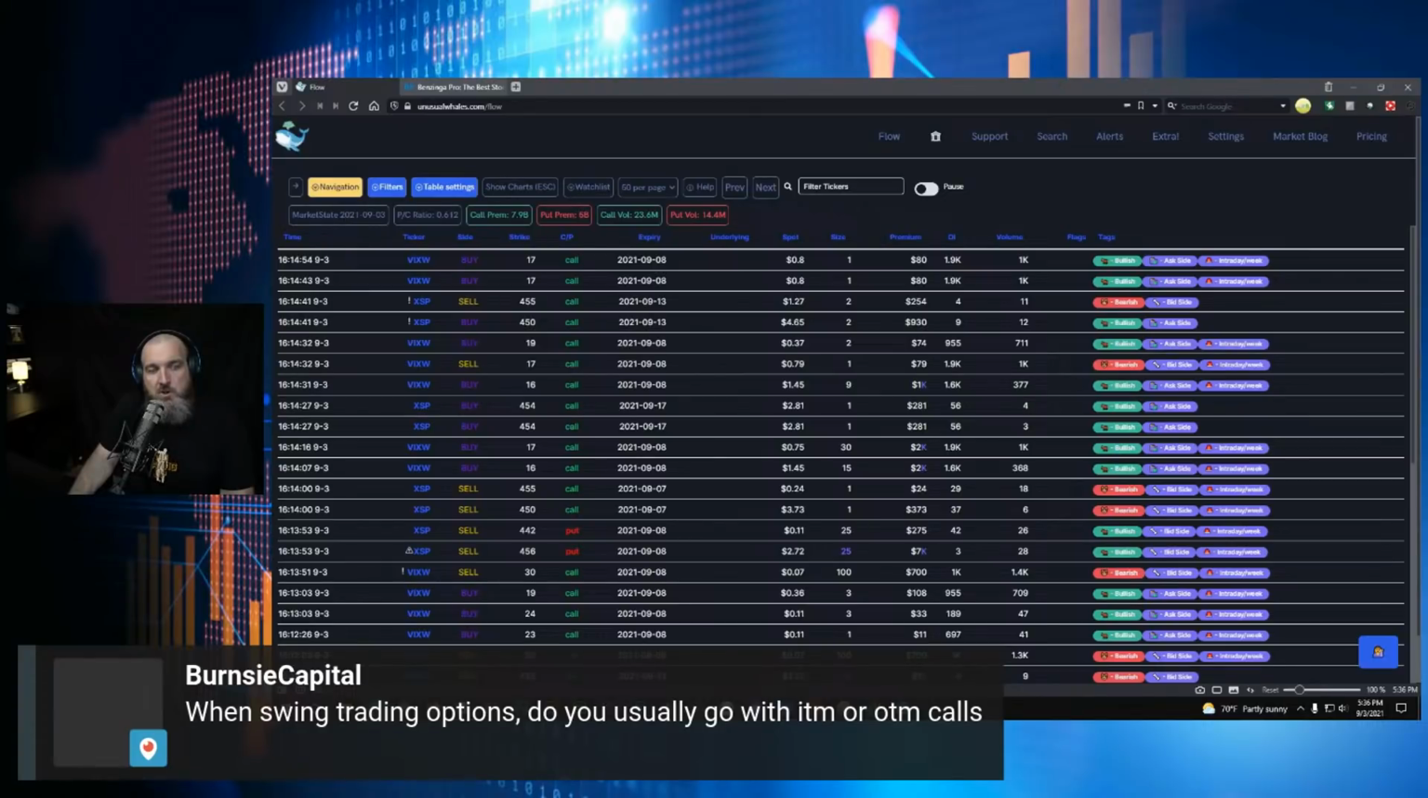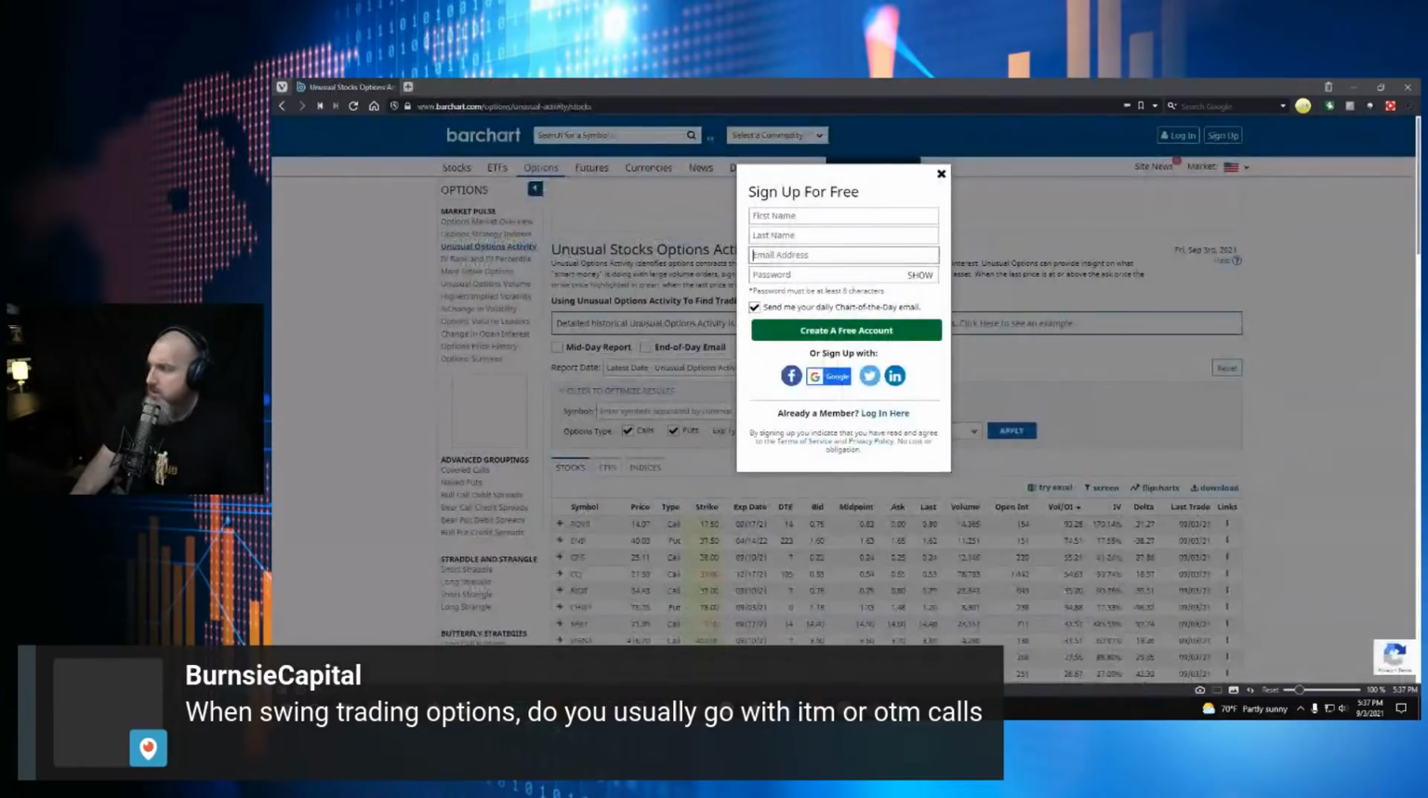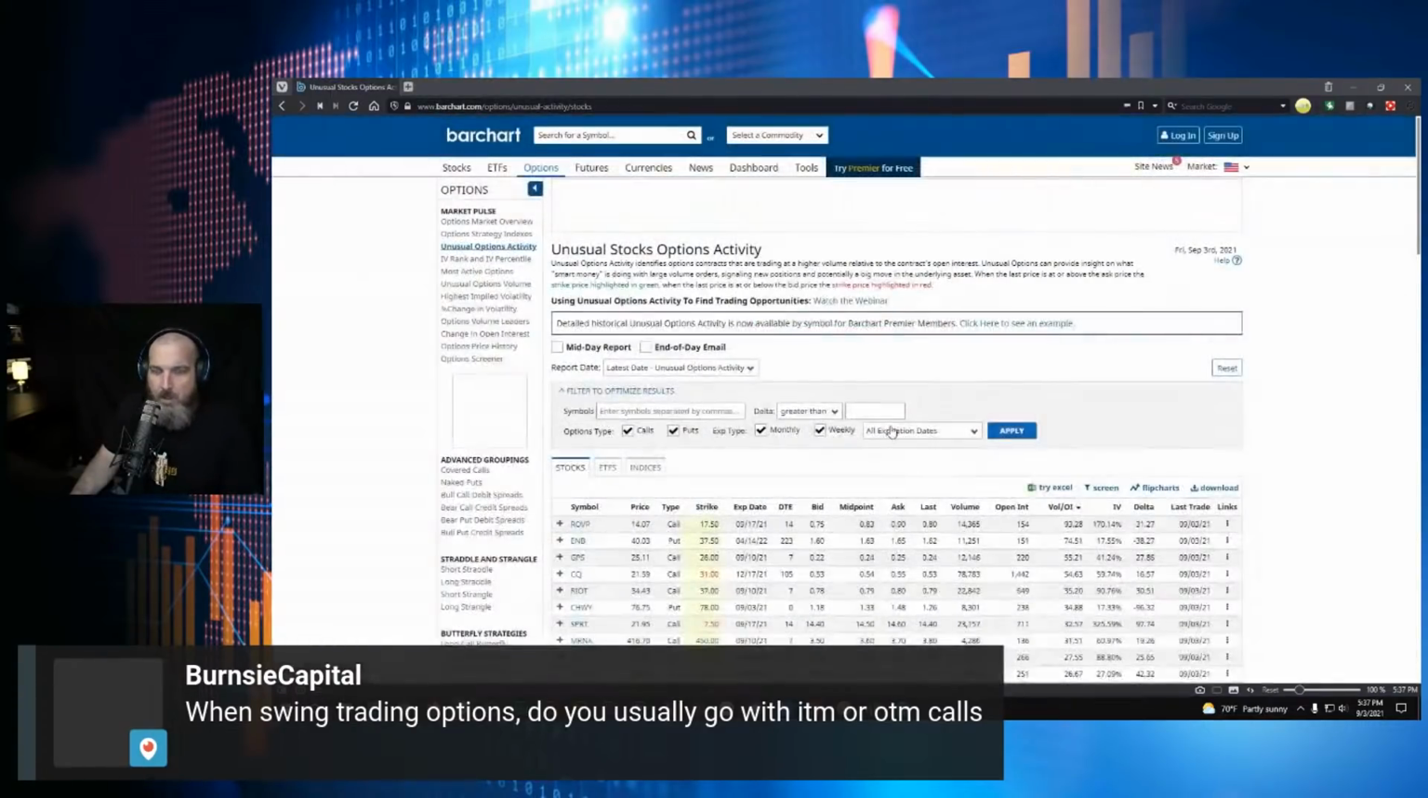Swing trading options. Do you usually go in the money or out of the money? I usually go wherever the volume that got me to that ticker in the first place is. And let me explain. So basically with a swing trade, that's where my flow and volume alerts and things like that come into play. For example, let's go back to one of the tickers that had a ton of volume.